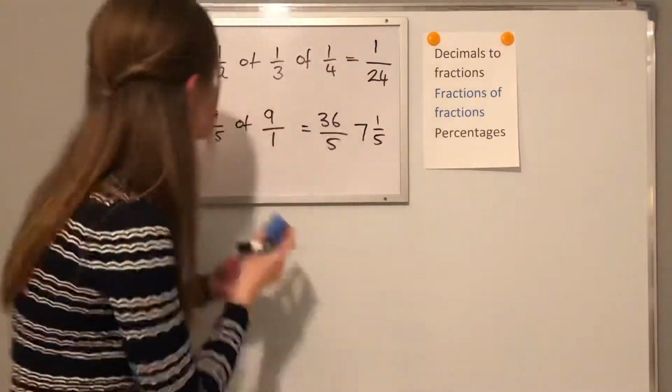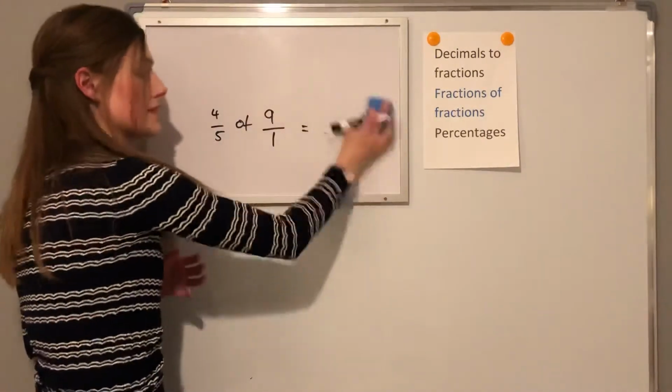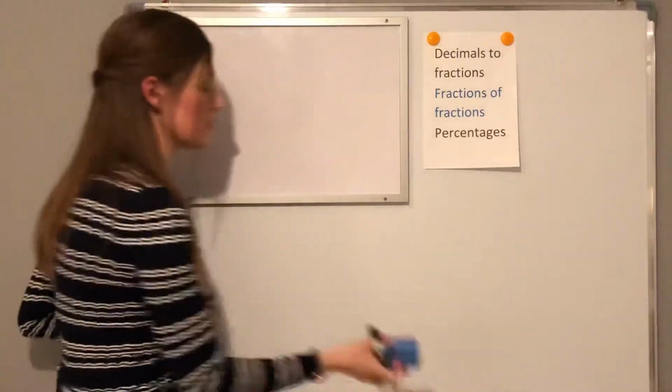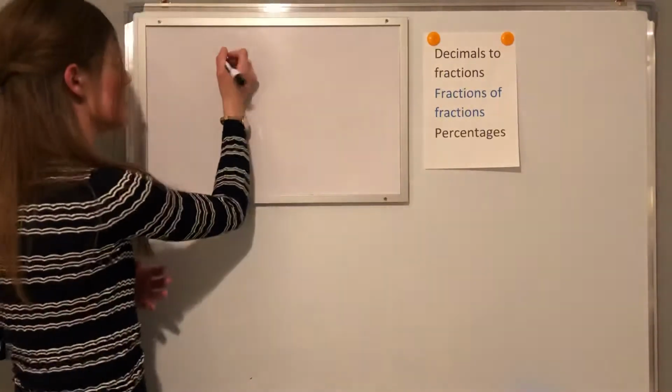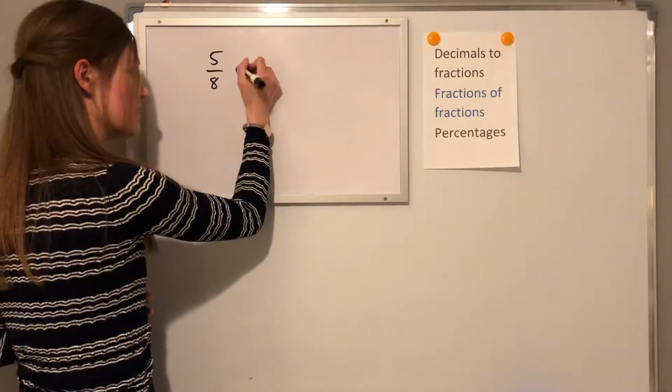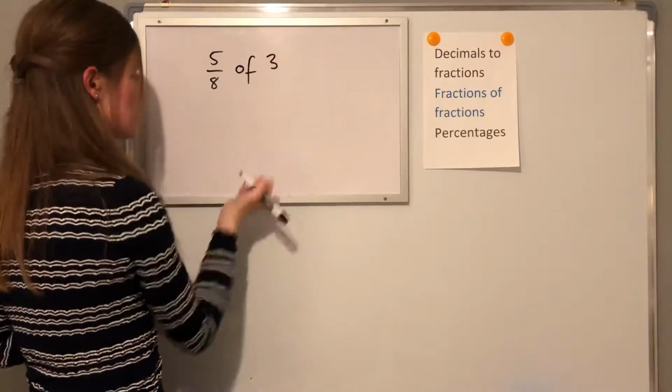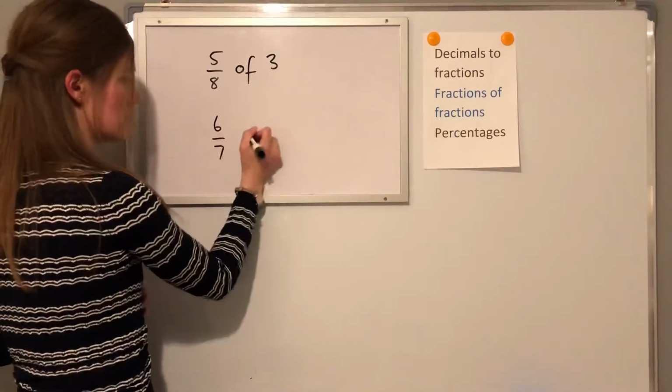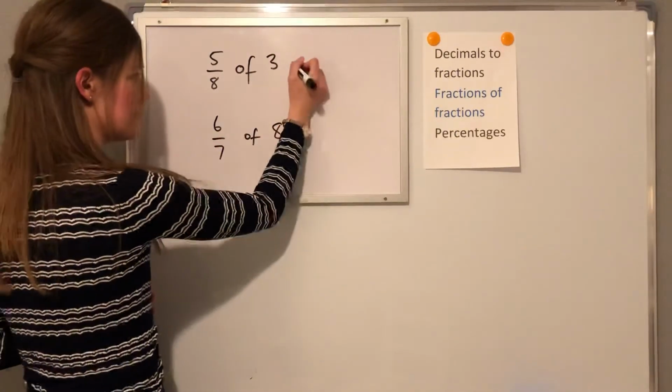Okay, so let's try that again. If you see a whole number, you can put it over 1 and just do the same thing. So 5/8 of 3, or 6/7 of 8.